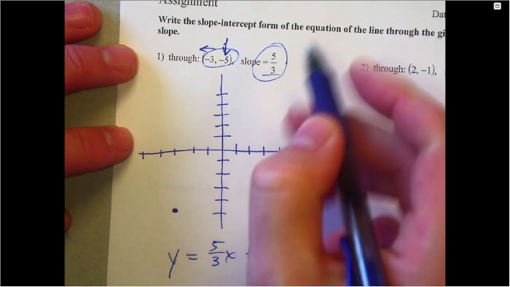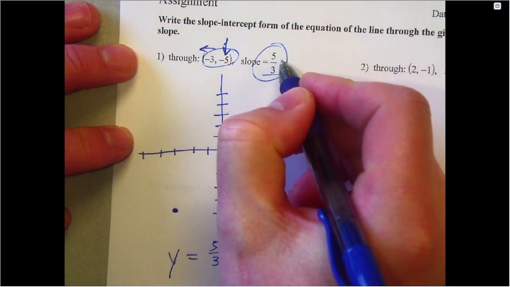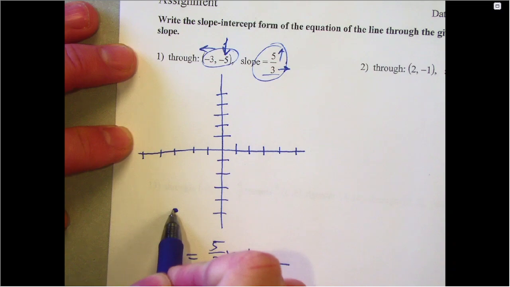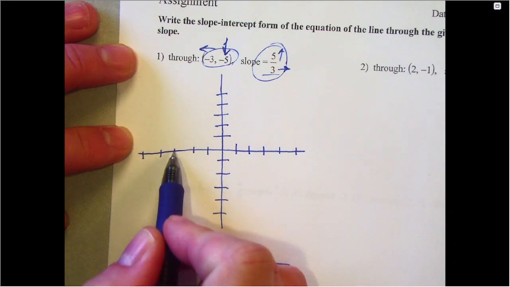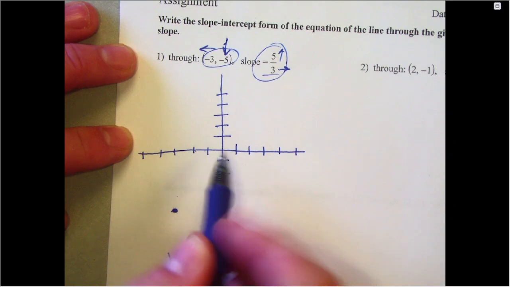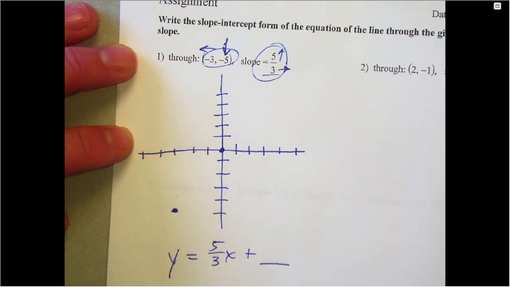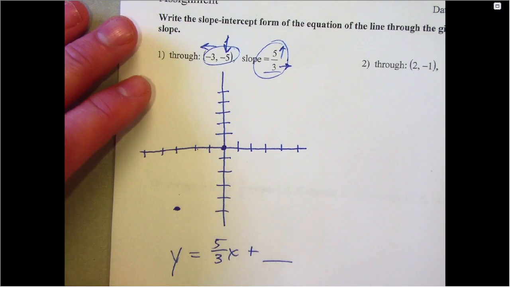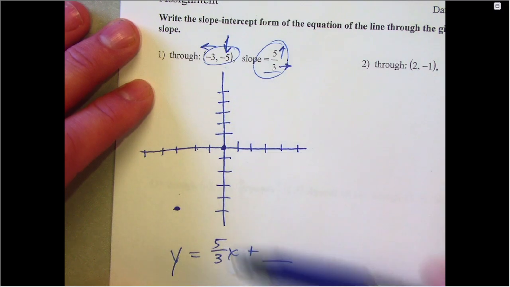So the slope is elevator first, right? So 5 is in which direction? Up, and then 3 to the right. Well, if I start here and go 1, 2, 3, 4, 5 up, and 3 to the right, hopefully you land on the origin. Do you guys also land on the origin? Yeah.